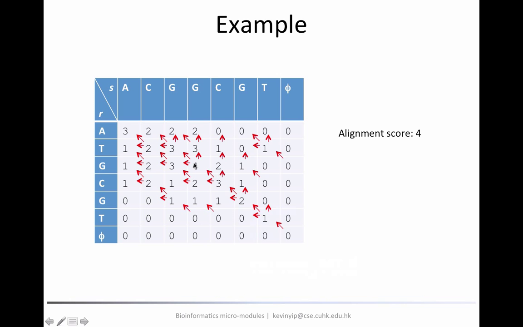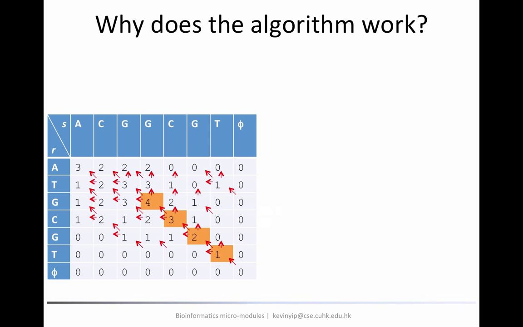Starting from that 4, we can do traceback. In this case, it's very simple. It's always a diagonal path. So the optimal alignment is exactly the GCGT from R from position 3 to 6 aligning to the GCGT from position 4 to 7 in S. We are going to talk more about the traceback because there are more details to that. However, before that, we want to know why this algorithm actually works.